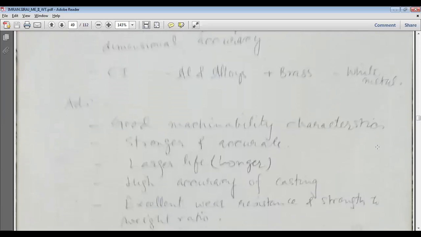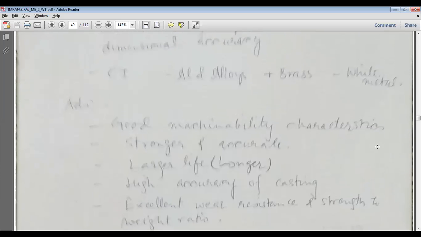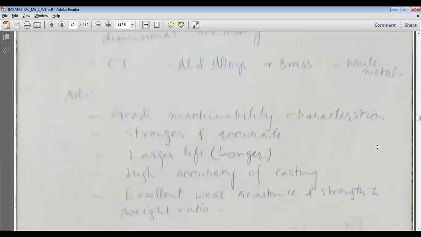Then excellent wear resistance and strength to weight ratio. Excellent wear resistance, that is, metals do not wear and tear very easily, and they have a good strength to weight ratio. That means they are stiffer and stronger. They have more strength as compared to other materials. So these are the advantages of metals.